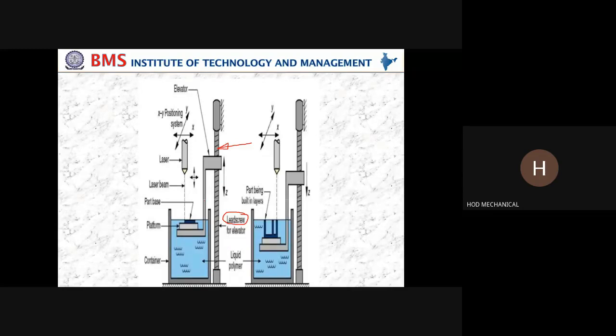Now this is the initial stage. Just observe. You have a platform. You just start building. Now one layer has been built over here. Then after that, you are going to lower this platform. The platform is going to come down, and on that you are building the next surface. Like that, you just go on building.